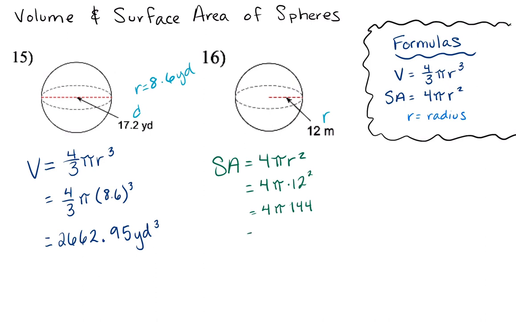Multiplying 144 times 4, we're going to get 576 times pi, which we're using 3.14. And if I do that in the calculator, I get 1,808.64, and this is meters squared.